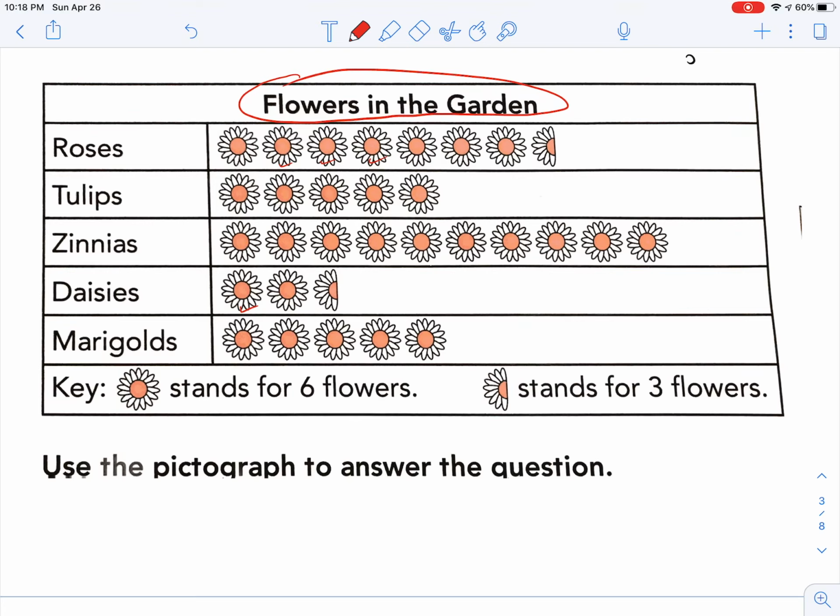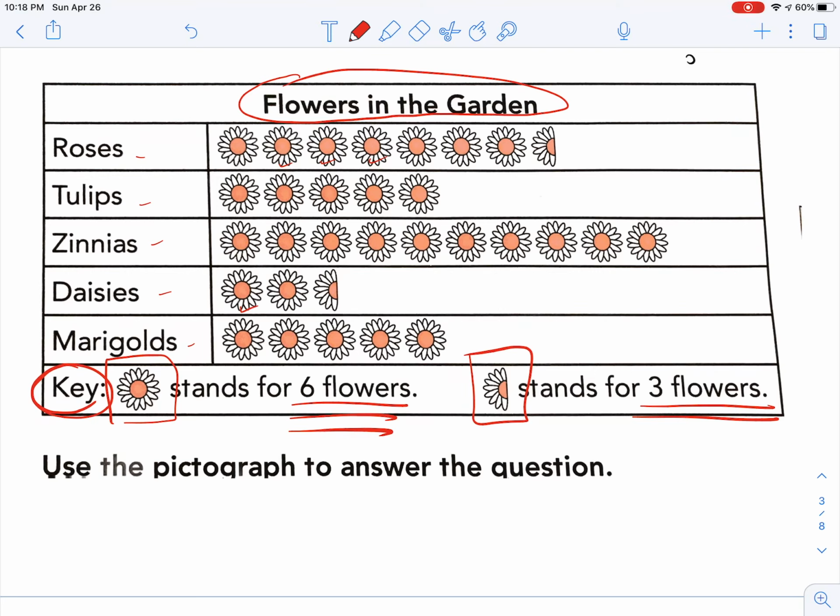This particular one is talking about flowers in the garden. And then down over here it lists roses, tulips, zinnias, daisies, marigolds. But this key at the bottom gives us a lot of information. One flower doesn't represent one flower, it represents 6 flowers. And a half of a flower represents 3 flowers.